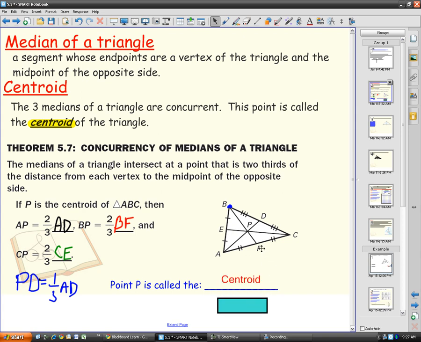The cool thing about the centroid is that it is the balance point of the triangle. If I put a pencil in the middle of this triangle and held it up by that point, the triangle would balance on that pencil point. That's the cool thing about the centroid.